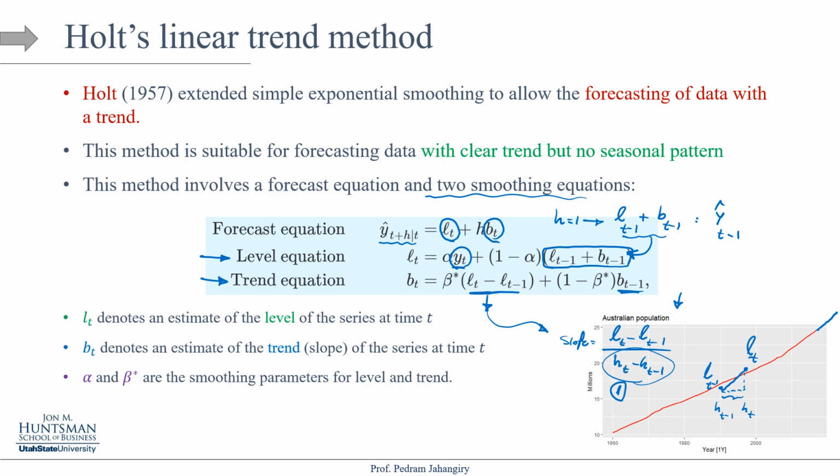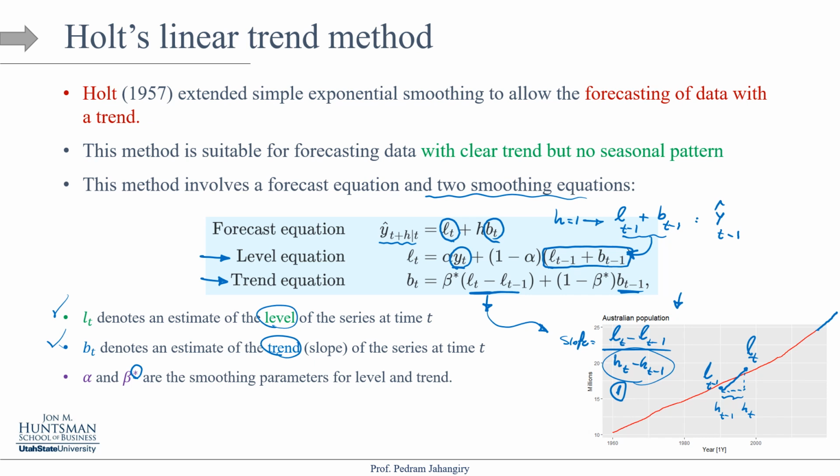So again, this should be pretty straightforward. And now let's look at these bullet points. L shows the estimate of the level, B shows the estimate of the trend, and alpha and beta star are the smoothing parameters for level and trend. Don't worry about this star thing, in the textbook it talks about it, but this is just a Greek letter. We just want to make sure that this beta is different from beta in the ETS model, so that's why we call one of them beta star, the other one beta. Honestly, this is just a coefficient. It can be any Greek letter.